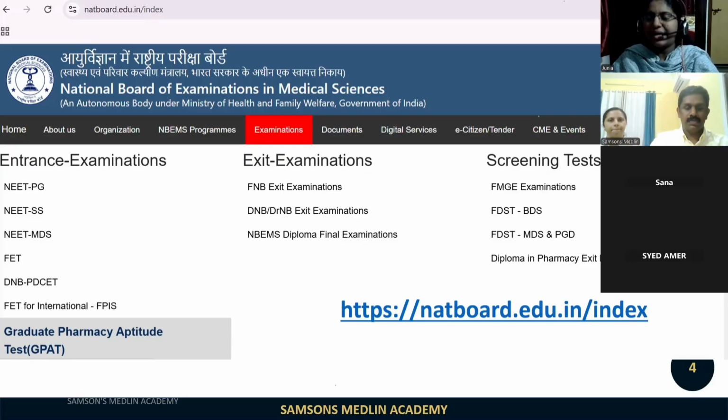So as you log in to this website, what you need to do is just click on the examinations tab, and from there you can select GPAT. Okay, the GPAT tab. From there you will get all the details about the upcoming exam. So this is how you have to navigate the portal.